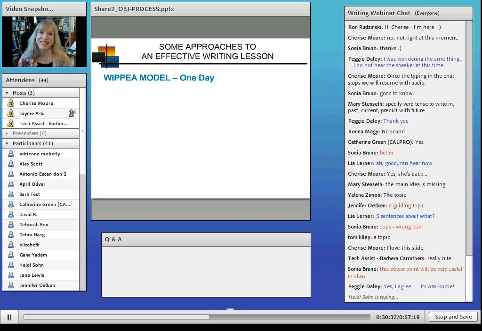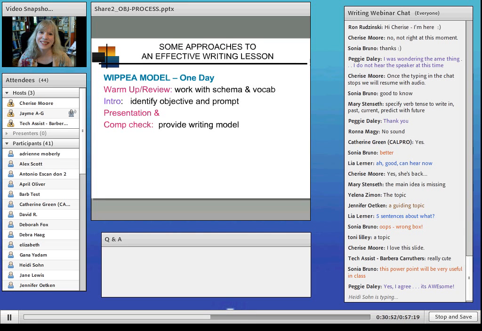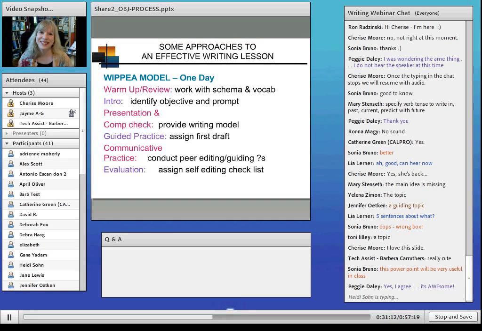In our WAPIA model, which is how so many of us work, it's a one-day setup for a lesson. So writing needs to be shorter so that we can get through. In the warm-up review, you're working with the schema and vocabulary. In the introduction, you're identifying the prompt. In the presentation, you're working with a writing model and helping students identify the organization of the writing. In the guided practice, they're doing the first draft. In the communicative practice, this is when they're doing peer editing. They're looking at each other's work with a checklist using guiding questions. And in the evaluation, they're doing their own editing. And the application is their second draft handed in.